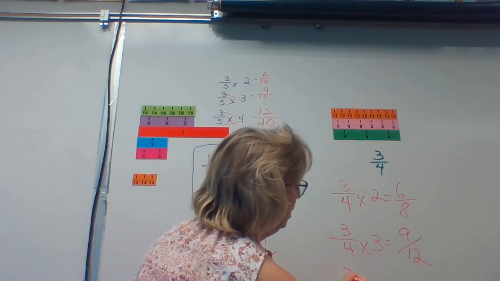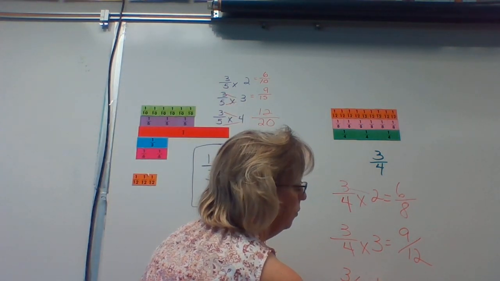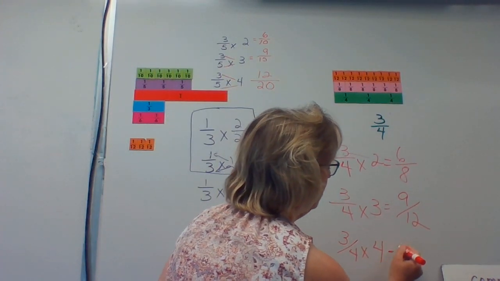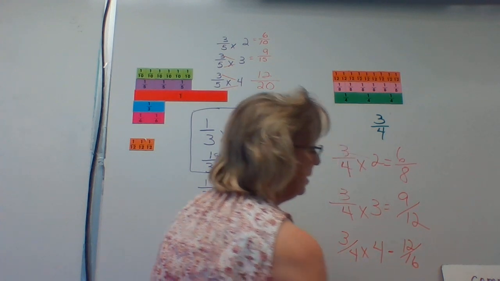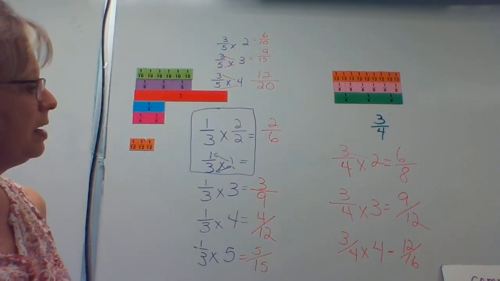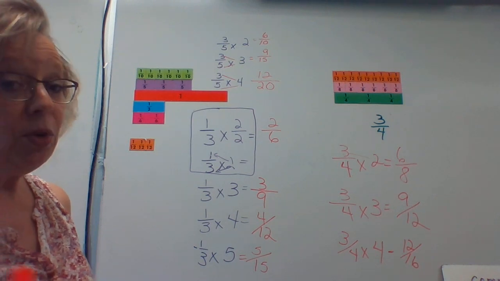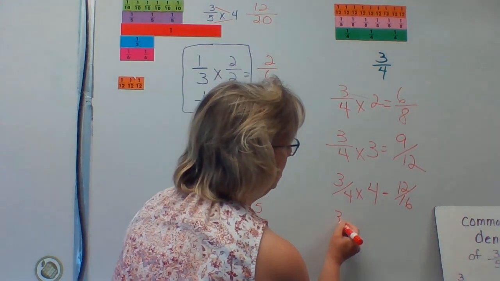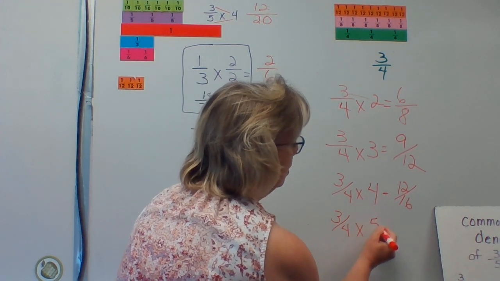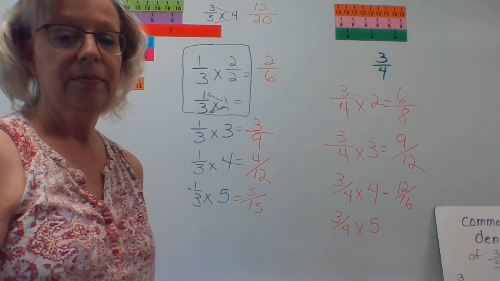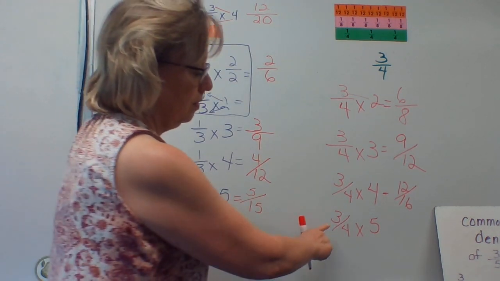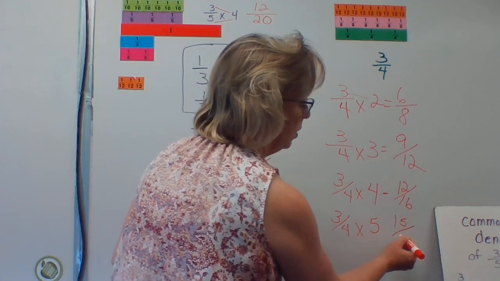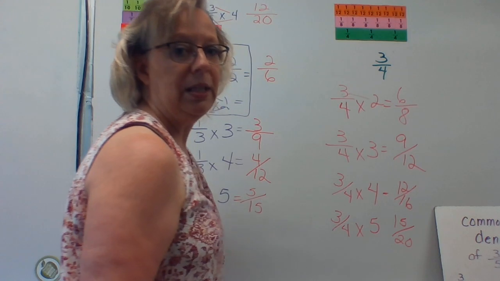If I wanted 3/4 with 4 times as many pieces, I would have 12/16. Okay. If I do one more time, think in your head, what am I going to have if I have 3/4, 5 times as many? So you multiply 3 times 5 is 15, and 4 times 5 is 20.